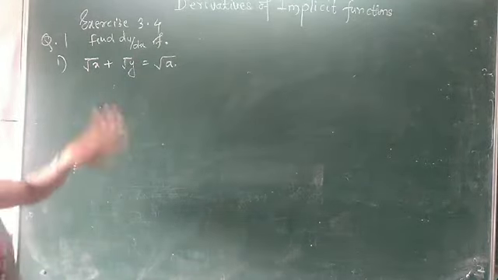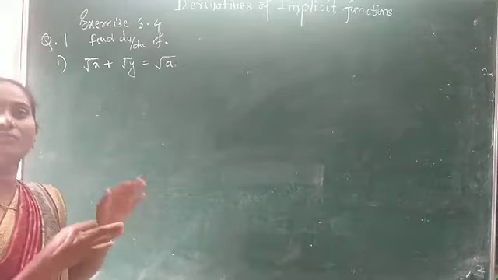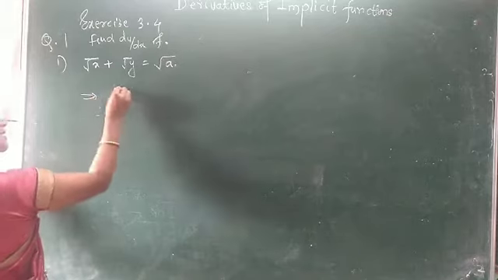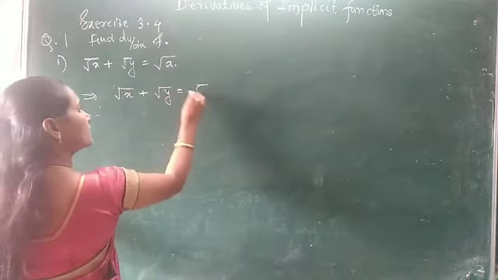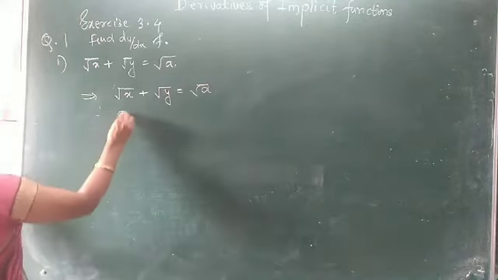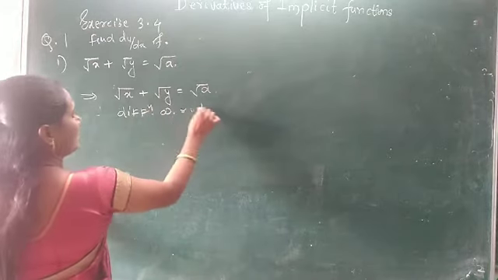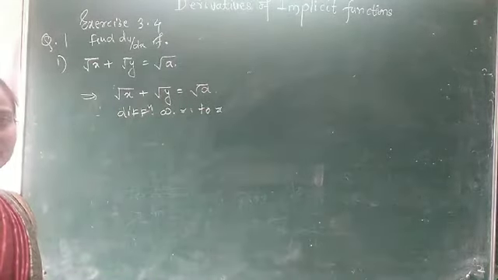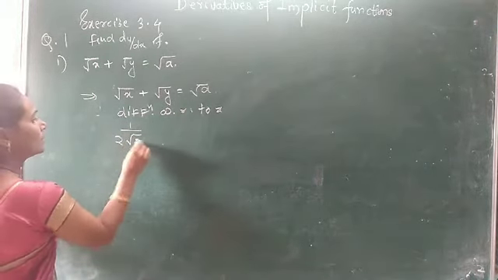Now, this is not in the form y equals f of x. This can be expressed as a function of x and y. So first, write this function as it is: root x plus root y equals root a. Now differentiate with respect to x. So what is the derivative of root x? We know that the derivative of root x is 1 upon 2 root x.